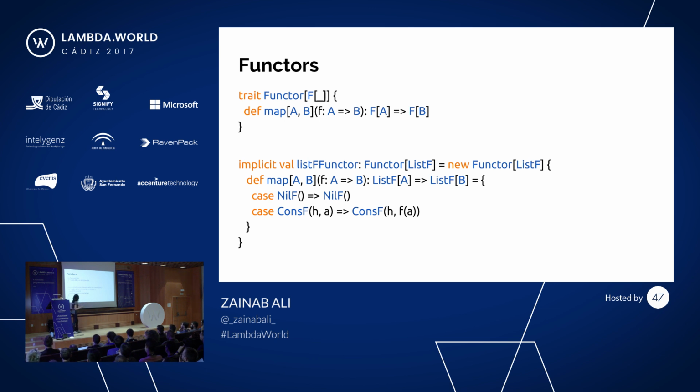And it turns out that I can implement this for my list F. I can't implement it quite in the same way for list, but I can do it for list F. So I can say that I'm going to take a function from A to B and map it into a function from list F of A to list F of B. In the case of nil, I can't do anything. And in the case of cons, I'm going to apply it to my tail, or my value A.